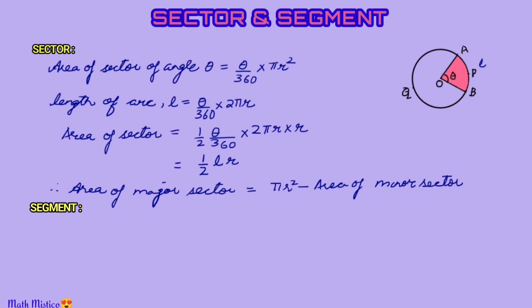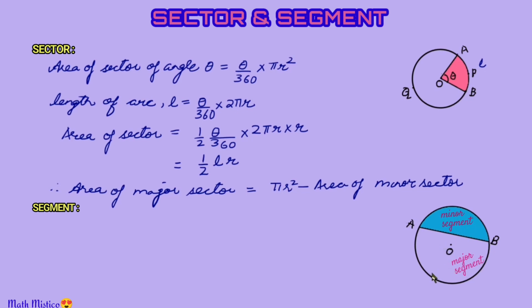Next comes segment. What is a segment? If you remember, we obtain a segment by drawing a chord of a circle. So let us take a circle with center O and draw a chord AB of this circle. You can see that the whole area of the circle or the circular region is divided into 2 parts. The part which is smaller in size is called minor segment, and the other part is called major segment.